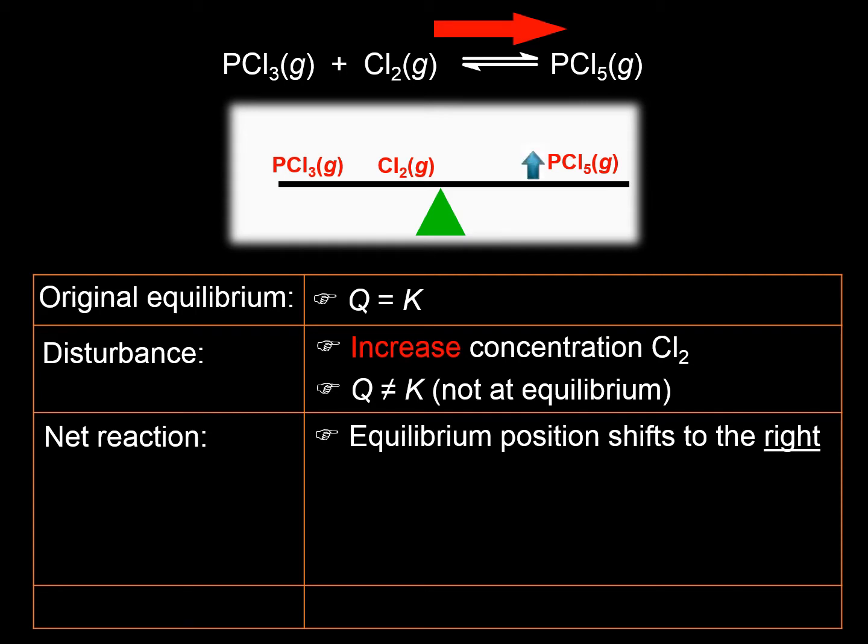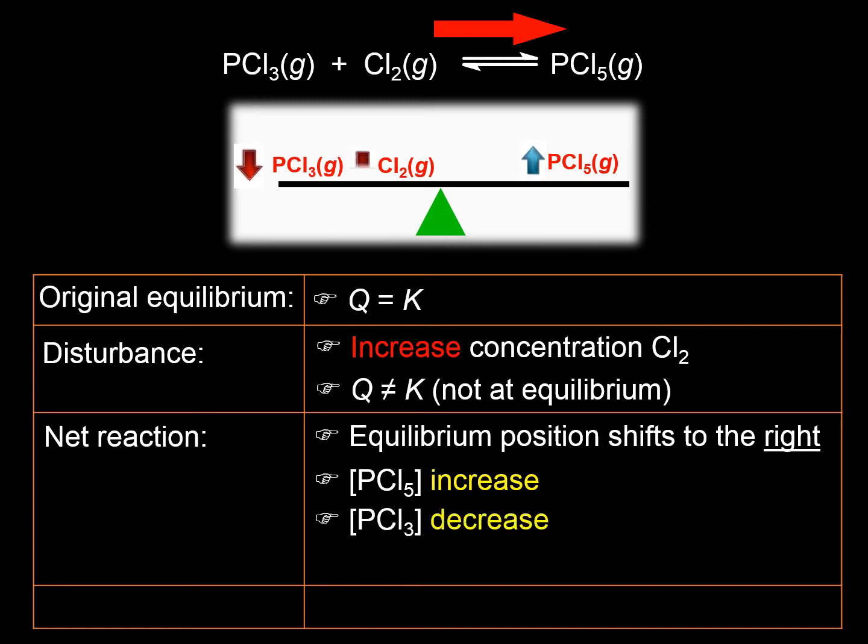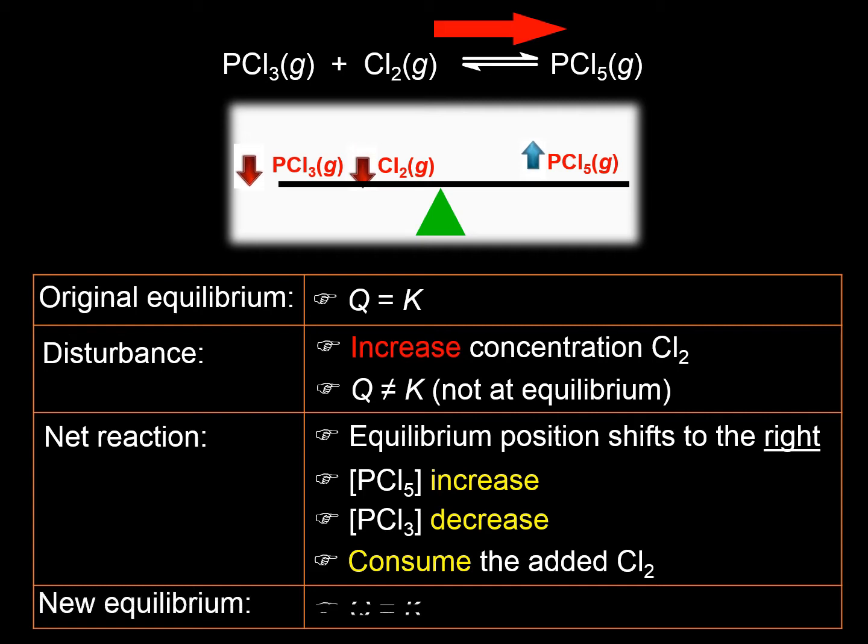As a result, the concentration of PCl5 increases, the concentration of PCl3 decreases, and all the added Cl2 is completely consumed during the reaction until Q equals K.